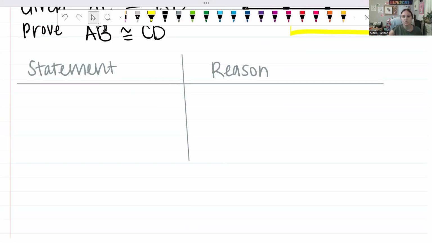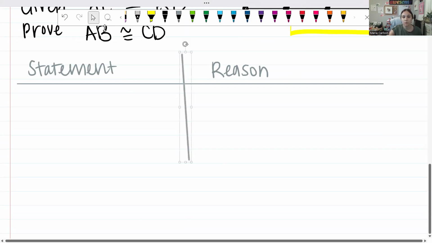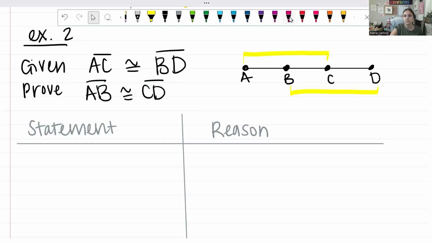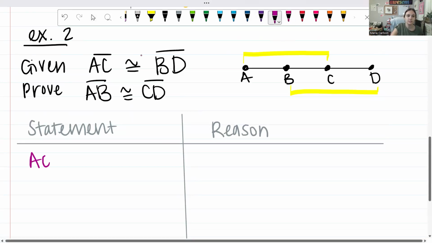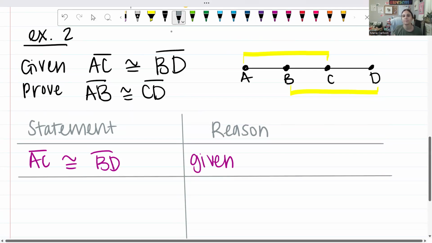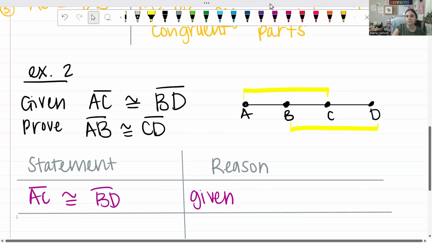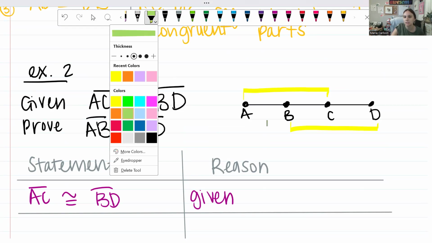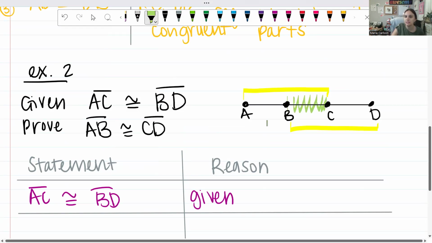All right. So I always want to start with what we are given. Always start with what you know. So we have given segment AC is congruent to segment BD. So now that we know that, where can we go from here? And it's actually very interesting what we can do. So I notice that I have kind of the left segment and the right segment. They both share this middle part, this segment BC.